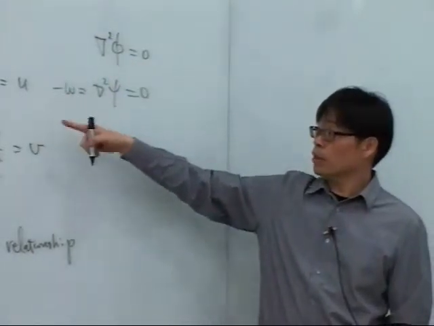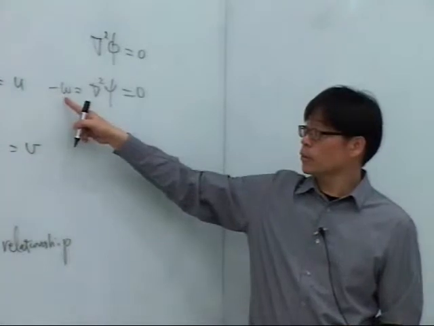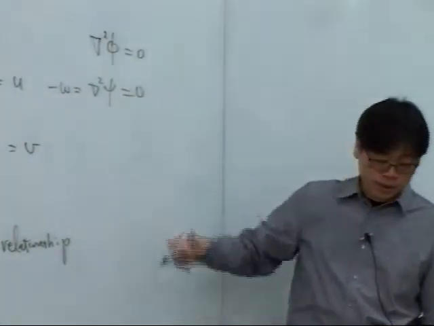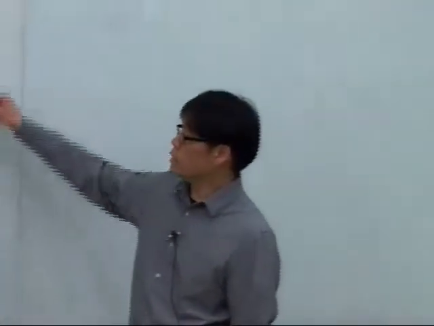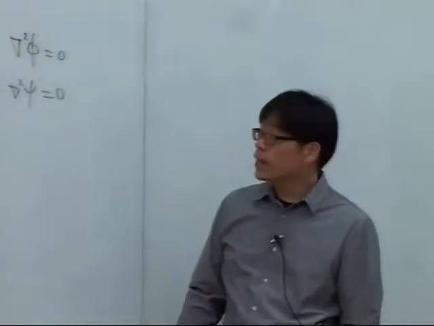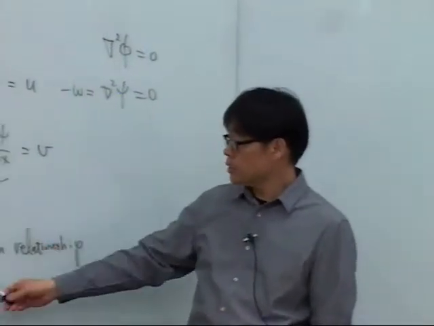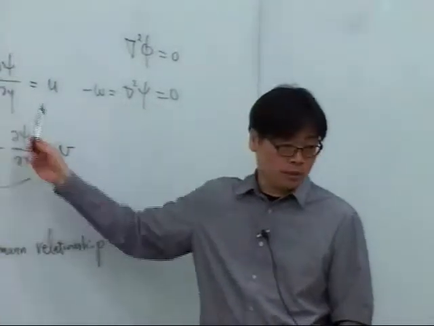Since this time we are looking at an irrotational flow, this vorticity is identically 0, so the stream function satisfies the Laplace equation, and therefore there is some connection between phi and psi, and that connection can be seen from this Cauchy-Riemann relationship.